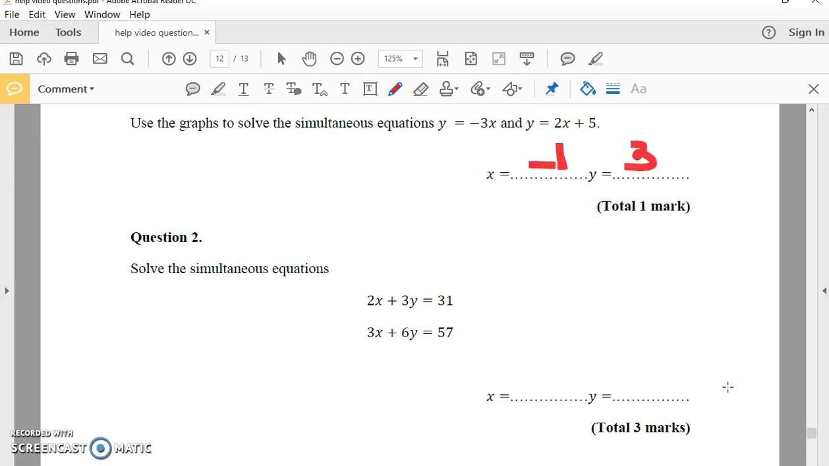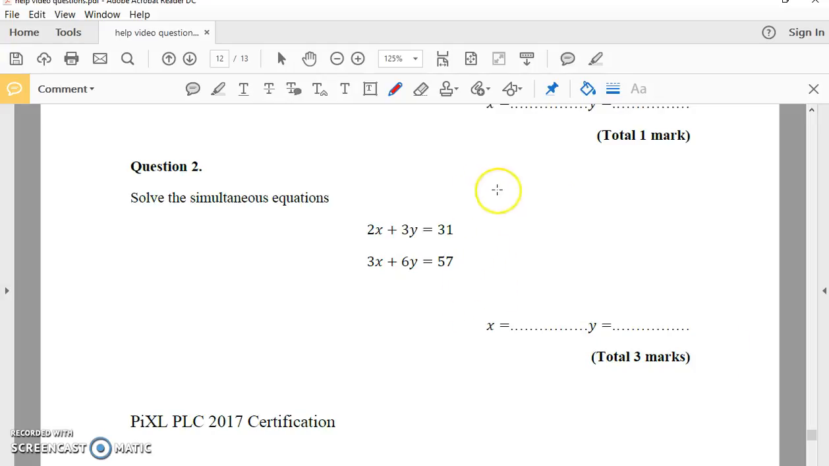Alright, now for this one we've got something a little more complicated. So I'm going to do this on the whiteboard here. So I have the question, 2x plus 3y equals 31, and 3x plus 6y equals 57.